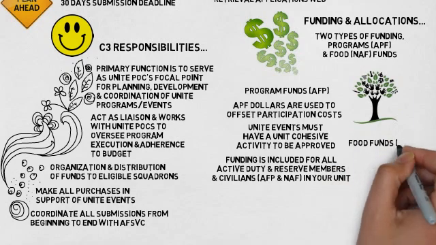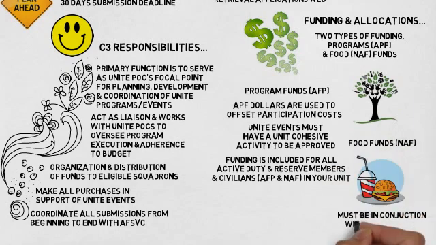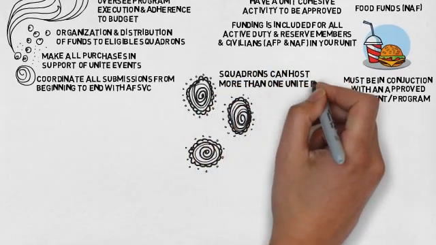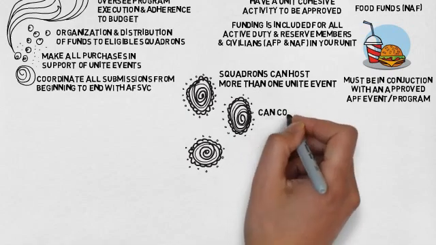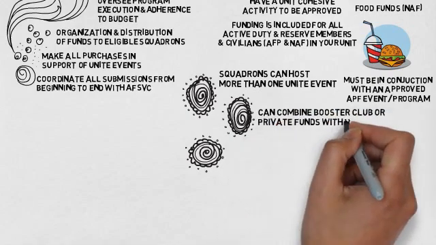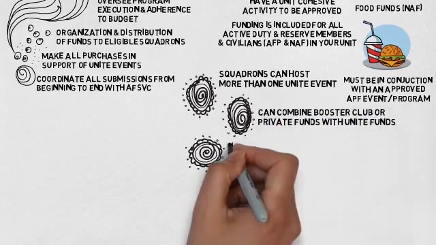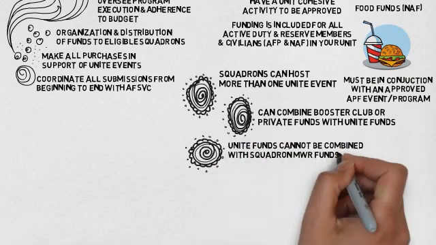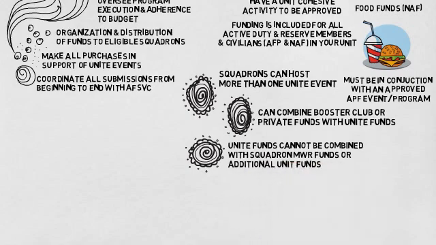NAF dollars must be used in conjunction with an approved event or program. Squadrons can host more than one Unite event. You can also combine Booster Club or private funds with Unite funds. However, Unite funds cannot be combined with Squadron Morale and Welfare funds or additional unit funds.